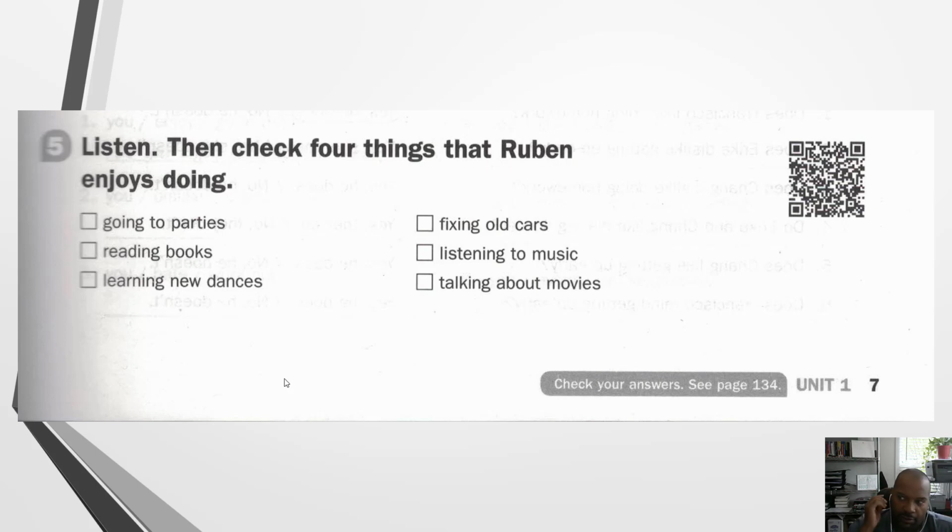Okay, so hopefully you've had some time to scan the barcode and listen to the conversation between the two ladies talking about the date with Ruben. All right, so let's go through these answers here. We have to check 4 things that Ruben enjoys doing. Okay, and these are the things that I chose.